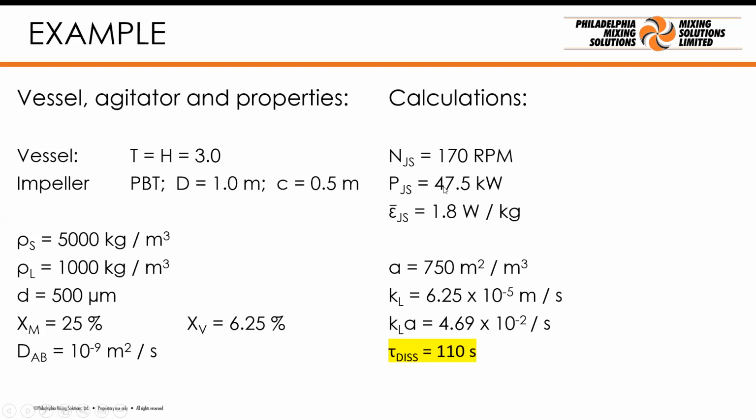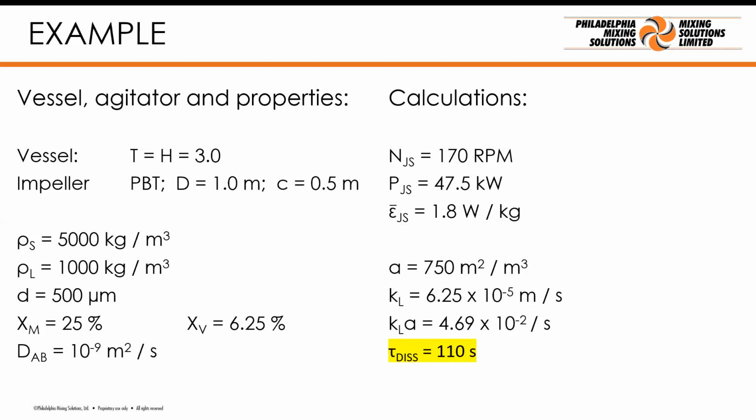I need a 50 kilowatt motor to drive the agitator, and my power per unit mass is 1.8 watts per kilogram. The interfacial area is 750 meters squared per meter cubed. KL is 6.25 times 10 to the minus 5 meters per second. And KLA is 4.69 times 10 to the minus 2. And the time scale of mass transfer to reach 99% of the equilibrium value is 5 over the KLA. And 5 over KLA is 110 seconds.